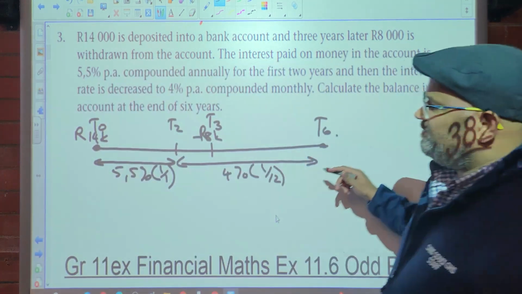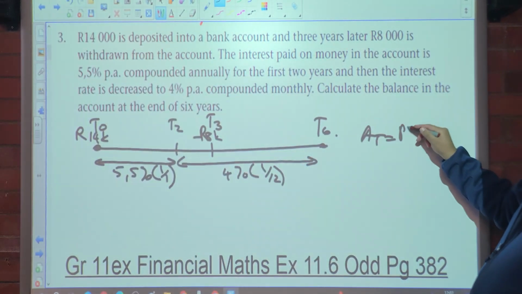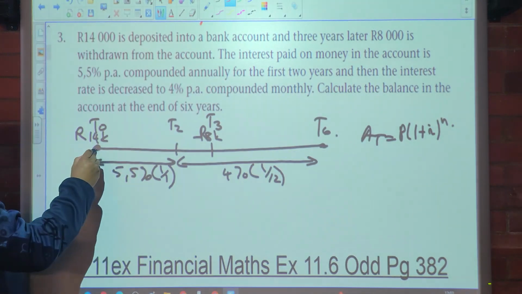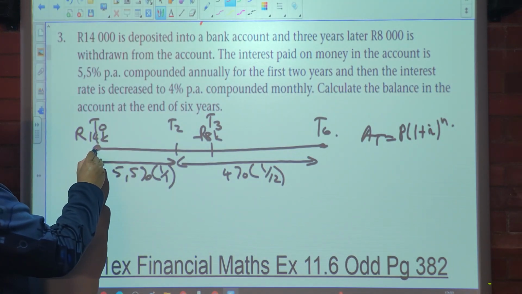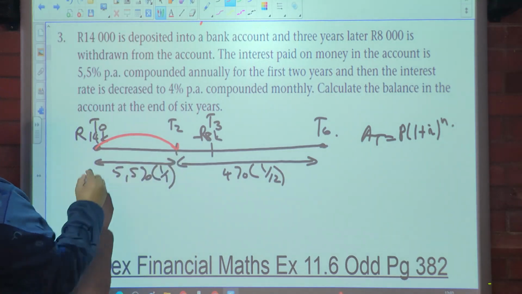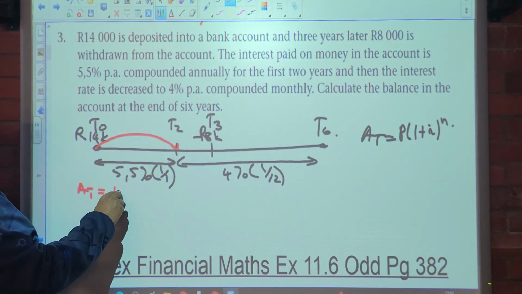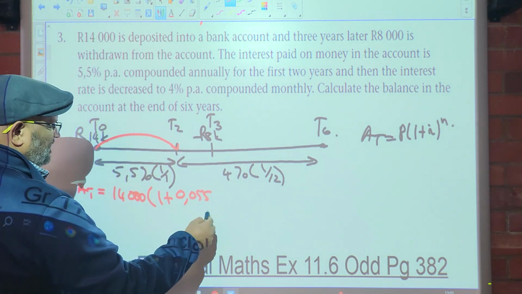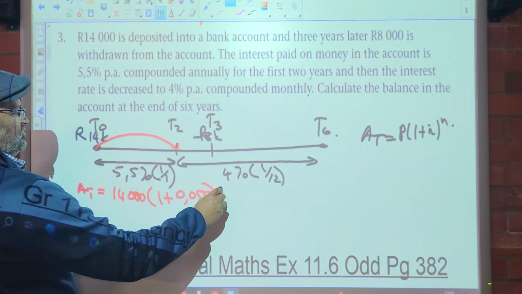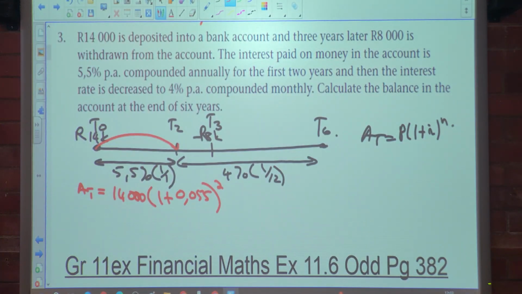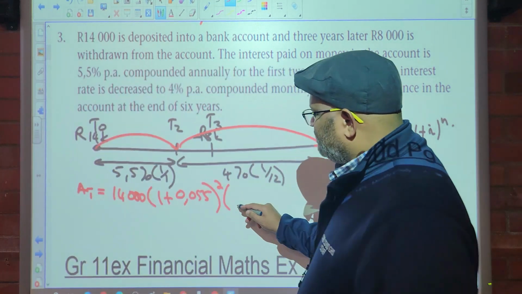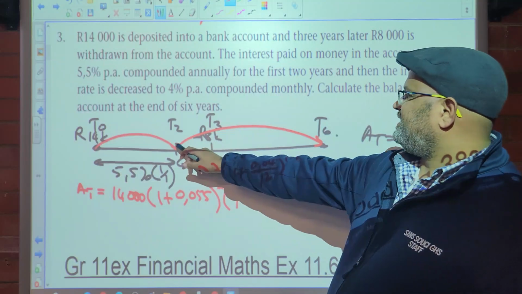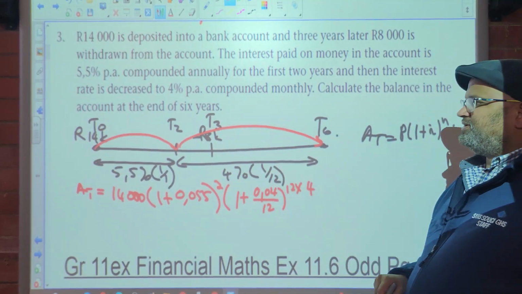Where do we start, people? Formula. A total is going to be P into 1 plus i to the exponent n. Can I take 14,000 rand to the end? No. Must stop at T2. Why? Because the interest rate changes. A total is going to be 14,000 rand into 1 plus 0.055 over 1, makes no difference, to the exponent 1 times 2. And then we can take that to the end. So it's into 1 plus 0.04 over 12 to the exponent 12 times, and how many years is it from T2 to T6? 4 years.